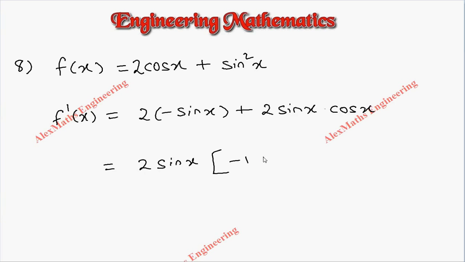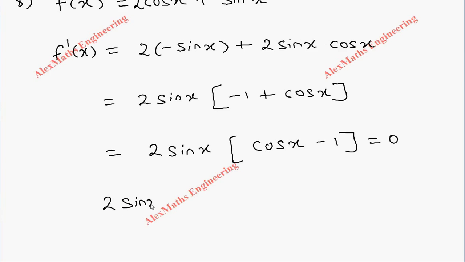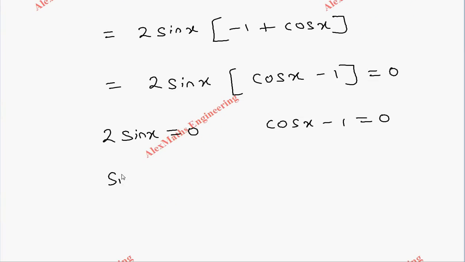This will become minus 1 and this will become plus cos x. Now we will rearrange this. 2 sin x into cos x minus 1 equal to 0. From this we get 2 sin x equal to 0 and cos x minus 1 equal to 0. From this sin x equal to 0 and the value of x will be n pi, where n is an integer. Here we get cos x equal to 1.